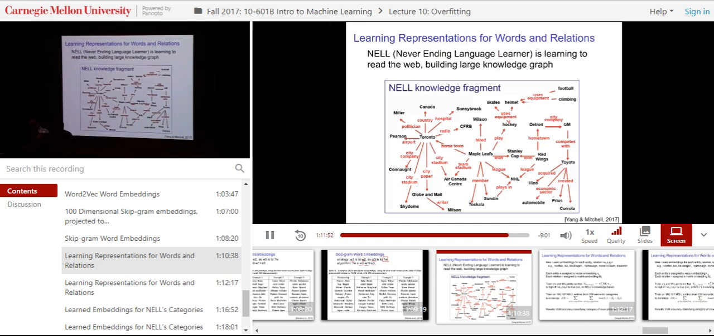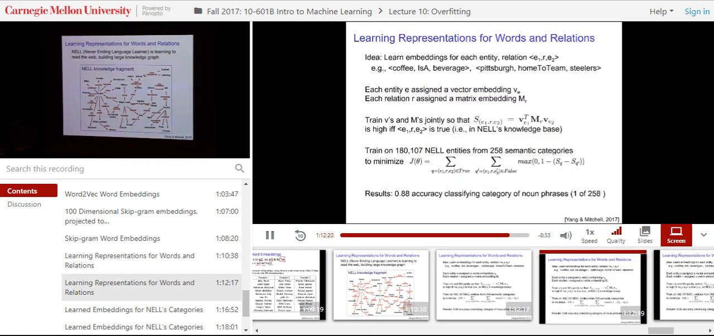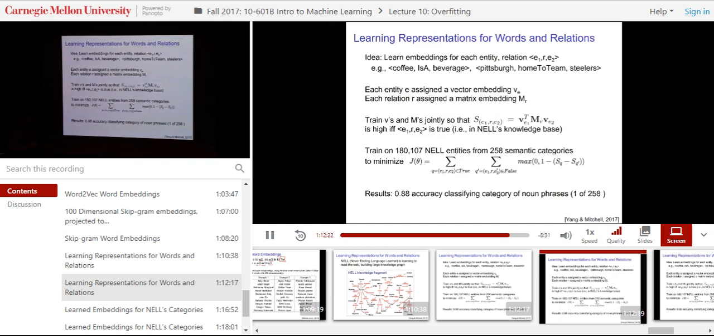But we decided we should try to learn vector embeddings for every node in this 100 million node graph. And furthermore, we should try to learn embeddings for every relation. If we have a relation like city has a paper, or paper has a writer, or team has a stadium, we should try to learn relation embeddings too. So we set it up this way.